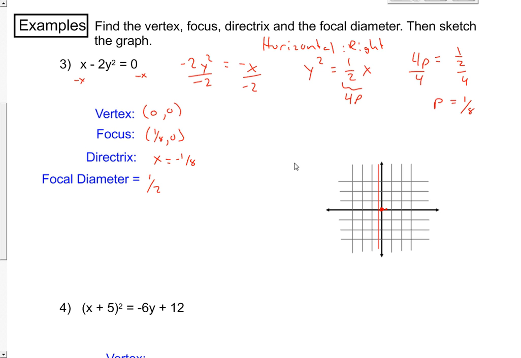And my focal diameter is 1/2. So if I take that and divide by 2, that's 1/4. So that tells me I'm going 1/4 of a unit up and 1/4 of a unit down for half a unit. And it's a very narrow parabola going to the right.